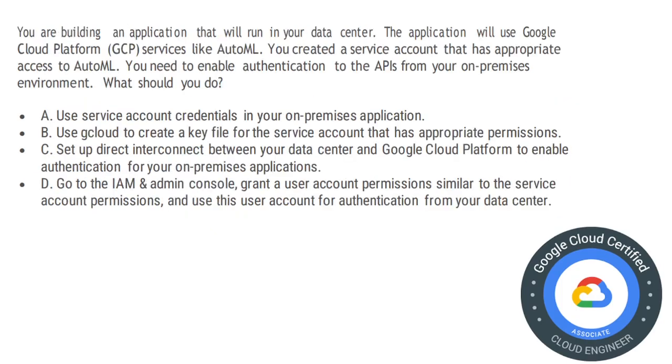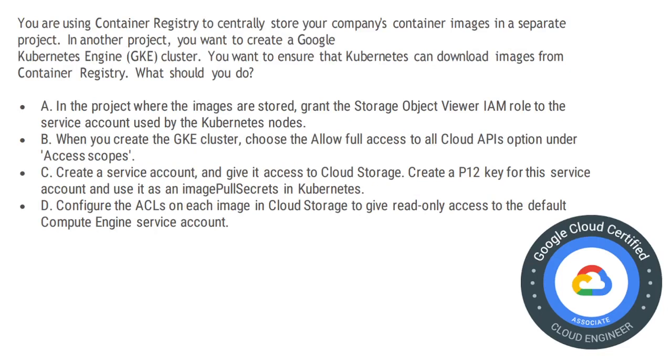You are building an application that will run in your data center. The application will use GCP services like AutoML. You created a service account with appropriate access to AutoML. You need to enable authentication to the APIs from your on-premises environment. What should you do? So the correct answer for this question is option B, that is use gcloud to create a key file for the service account that has appropriate permission. Let's move on to the next question now.